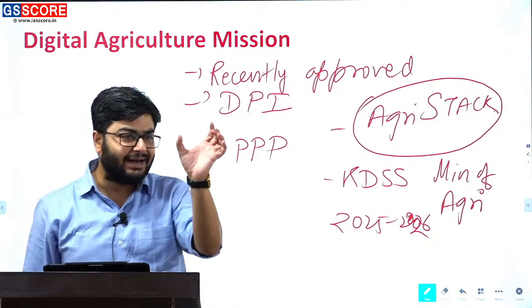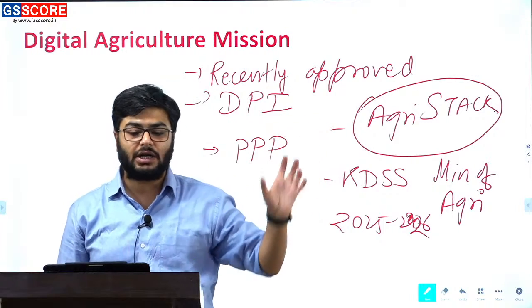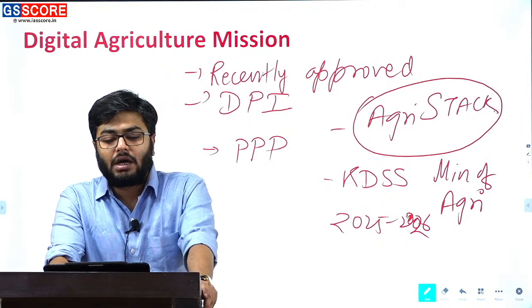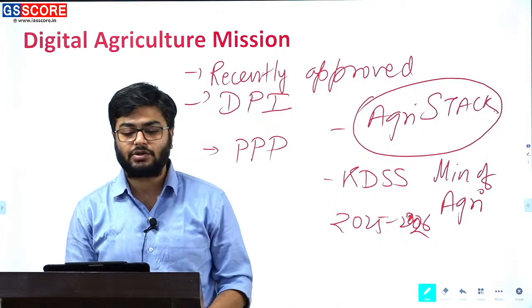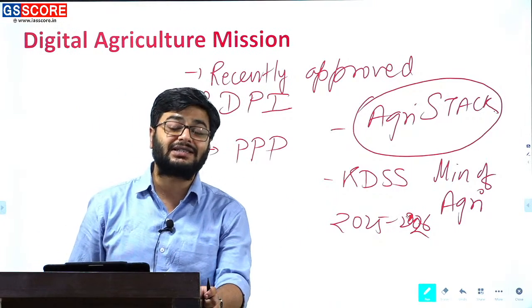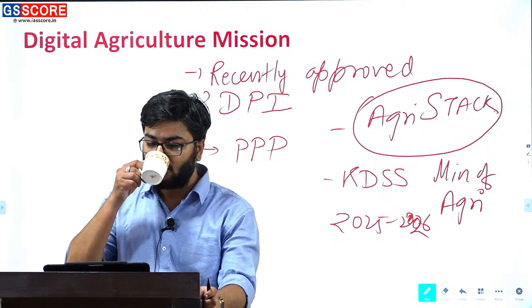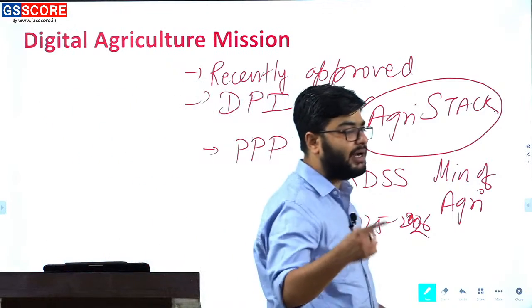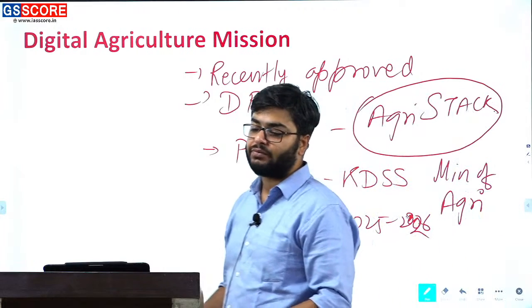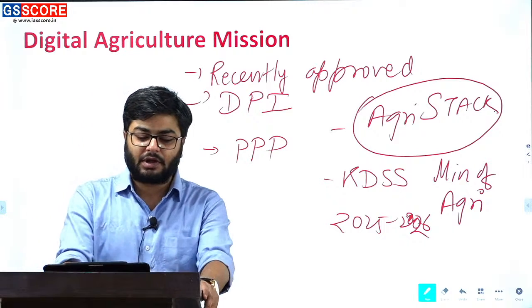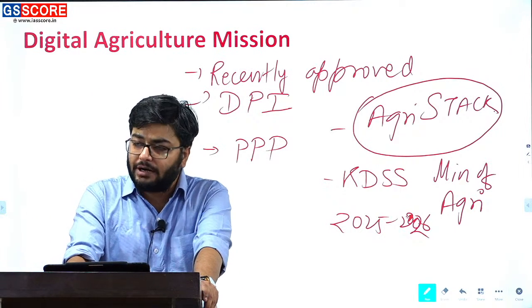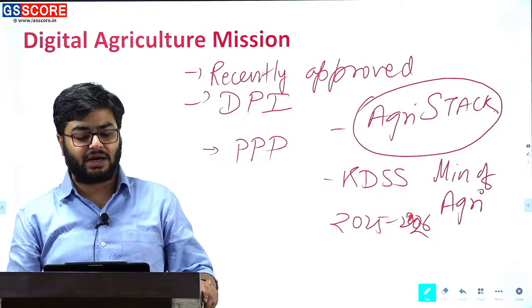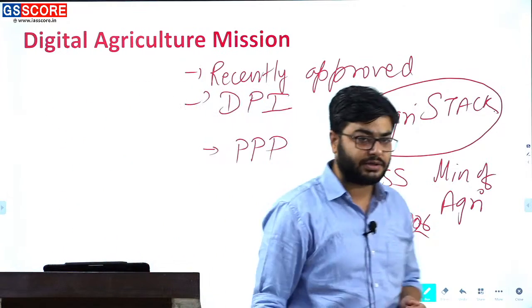So if you look at the AgriStack, that is again a part of the Digital Agriculture Mission. It is not a separate scheme. Okay, Krishi Decision Support System is not just a software, it is a predictive model. And it is not getting implemented via the state agricultural universities. However, farm registry is linked to the state land records.